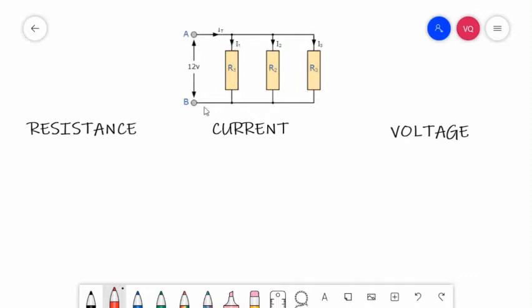This current, I1, I2, and I3 will go back again here. So, this one will be your total current. So, IT, this one, total current. It will supply currents at R1, R2, and R3. So, resistance.